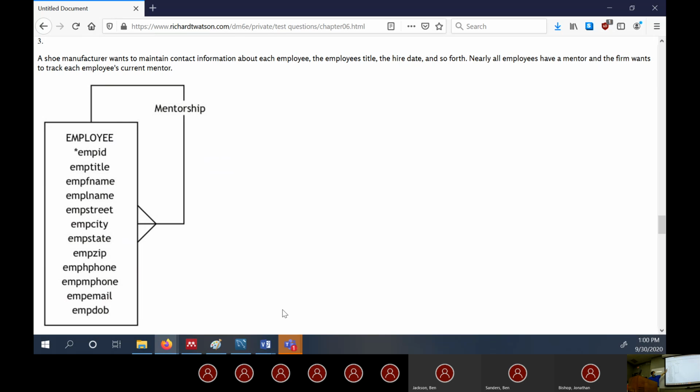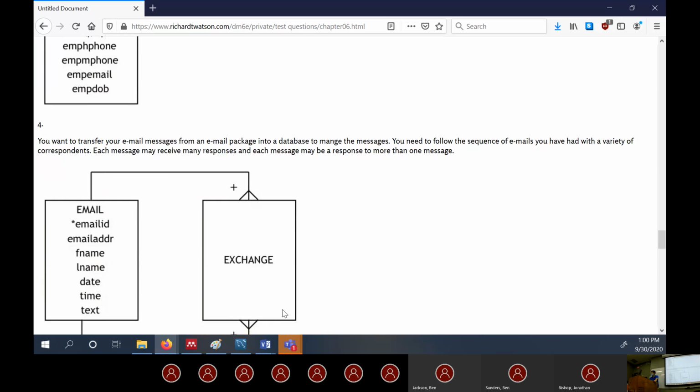So here's another example where we have an employee who, in this case, has a mentor. So employee has one mentor, but can mentor one-to-many employees. So we certainly have some flexibility there in how this relationship is represented. So let's keep going a little bit.